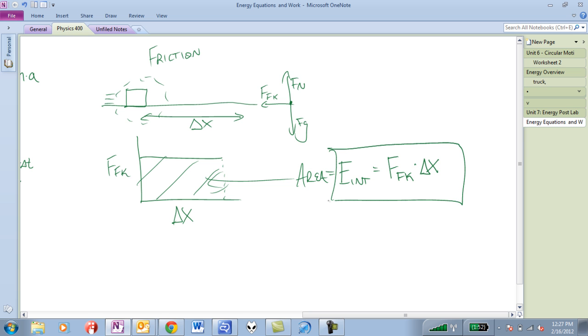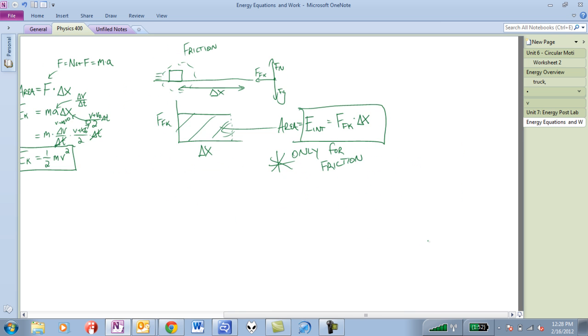This is nice. This is handy. Anytime you have any E internal. However, I need to put a big star here and put a big emphasis. This is only E internal caused by friction. This is only for friction. You cannot do this for sound. You cannot do this for any type of vibration or anything else. This is purely if friction is the only major heat source that is causing E internal. Ffk times delta X.